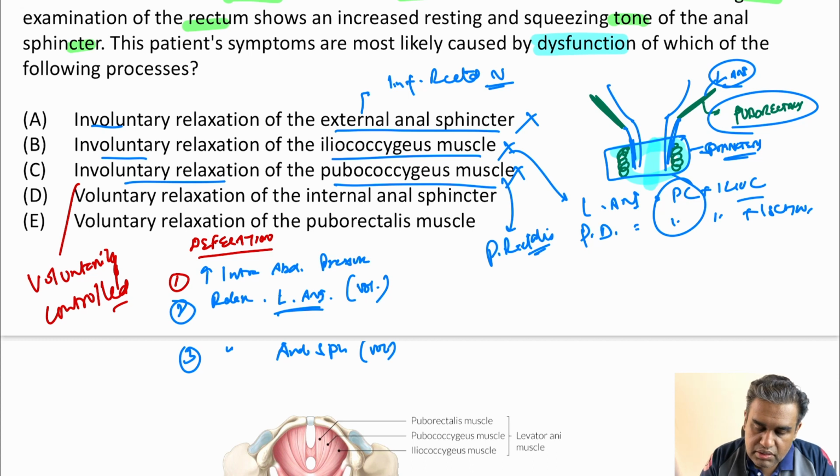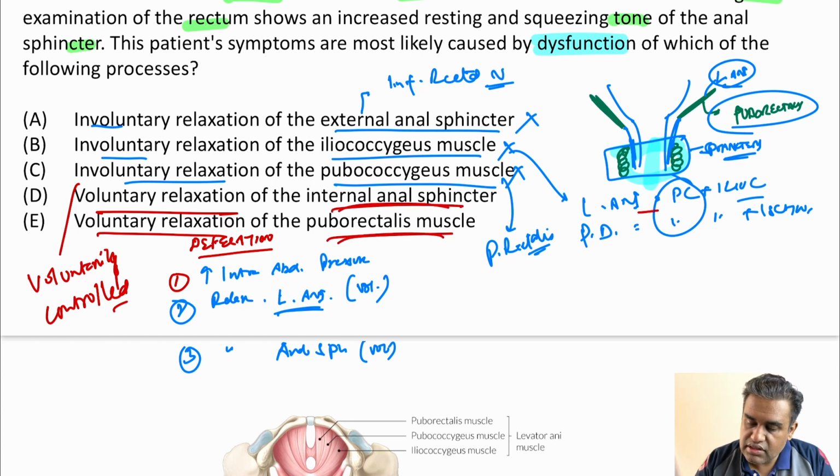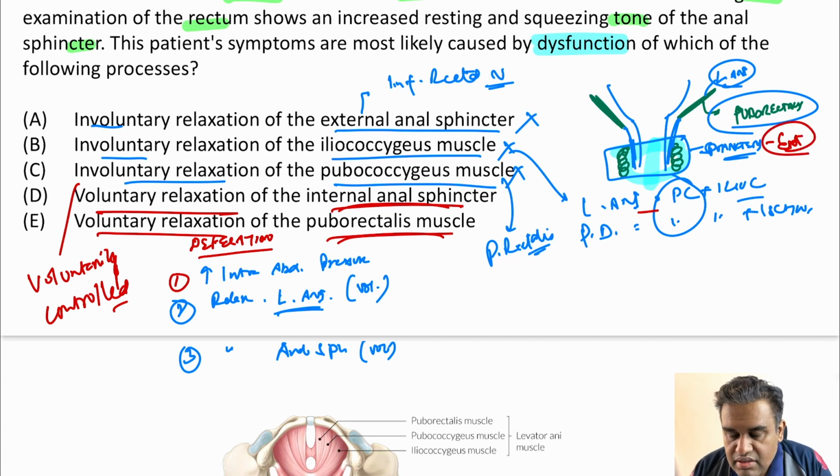So, now we come to option number D and E. They are talking of the voluntary relaxation of which muscle? Puborectalis or internal anal sphincter. Now, see, here as we talk of the sphincters, the external anal sphincters are the ones which are supplied by the inferior rectal nerve, voluntarily controlled.